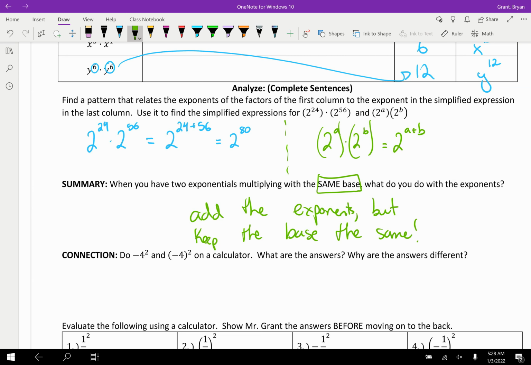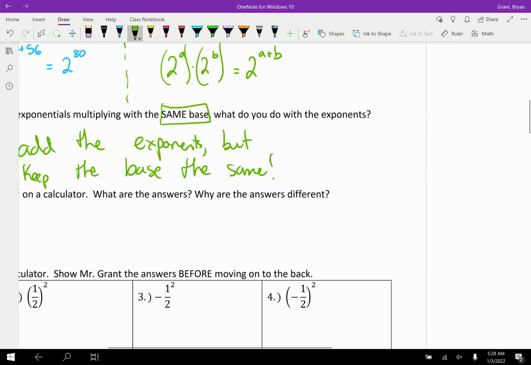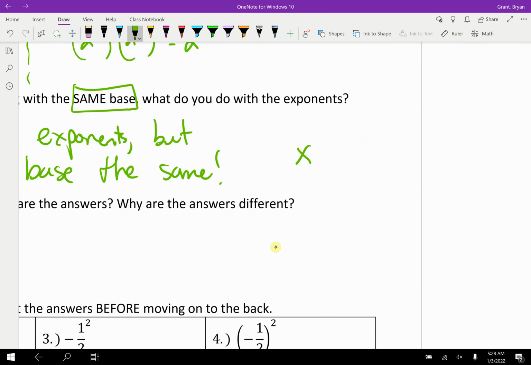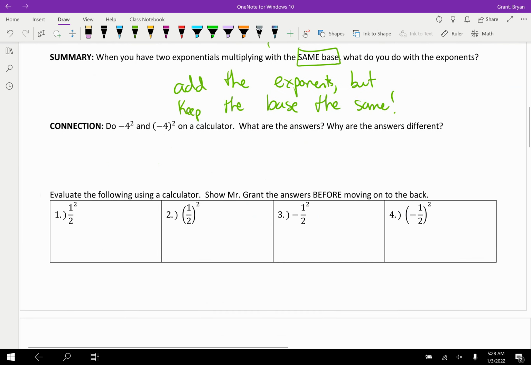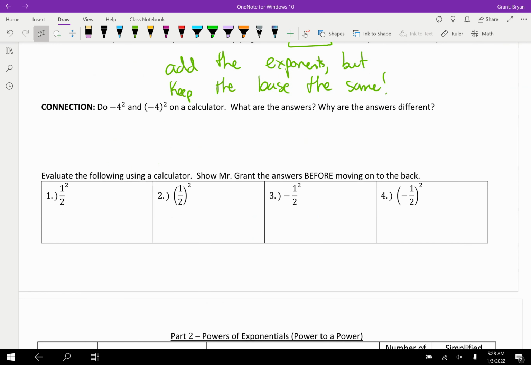Easy enough. Now, I keep saying you have to have the same base, so just a little side note over here. If you had something like x squared times y cubed, you can't combine those together and say, oh, that's xy, let's see, 2 plus 3 to the 5th power. It doesn't work that way. If you have two different bases, you can't combine them together. So we're really just going to work in the case when you have the same base for now.